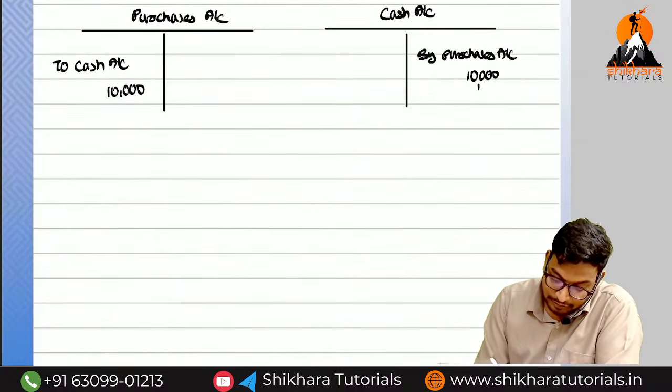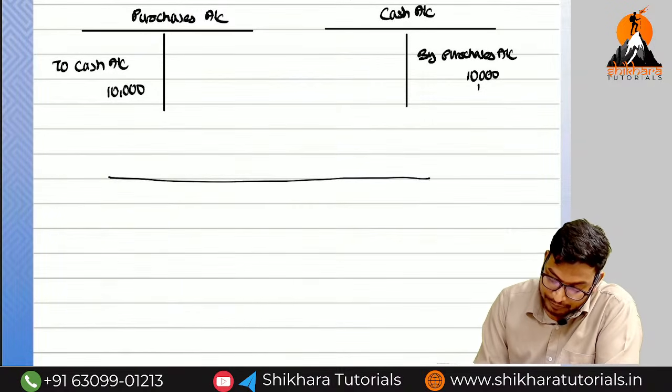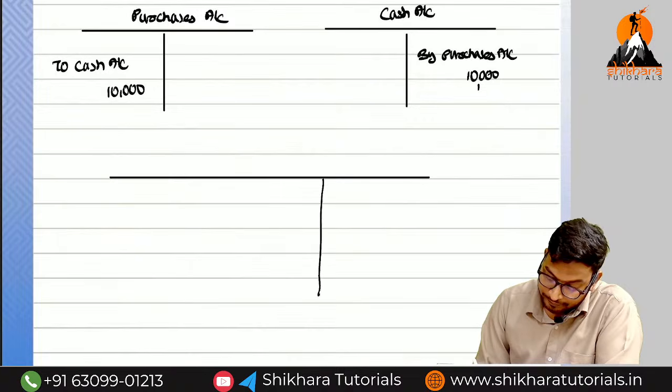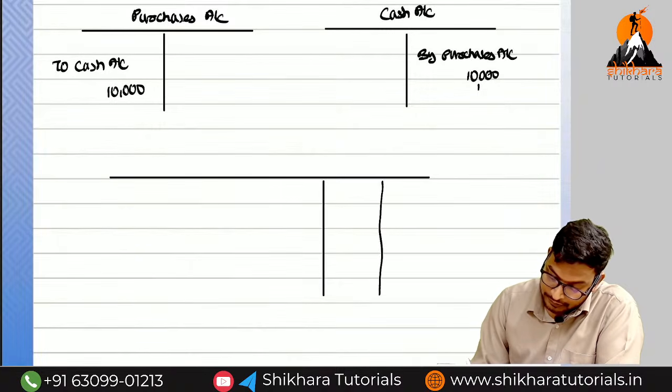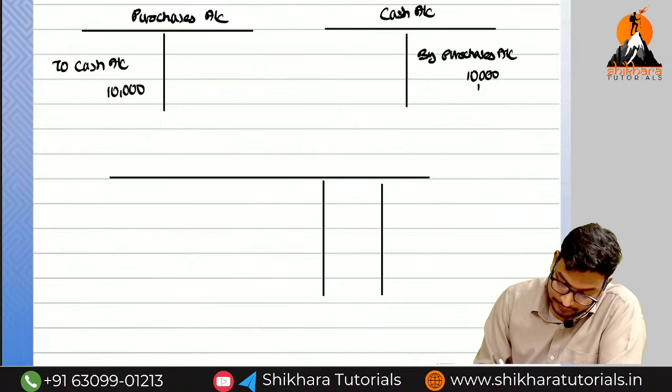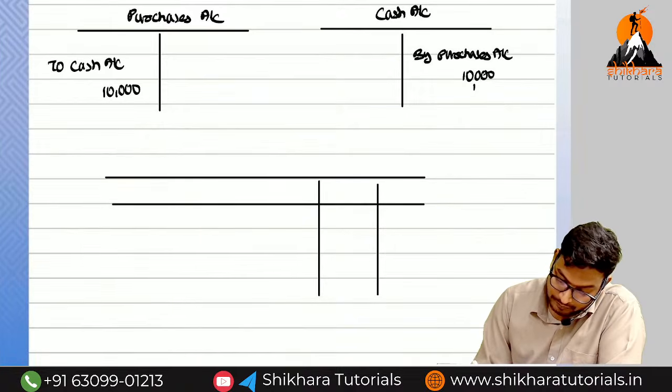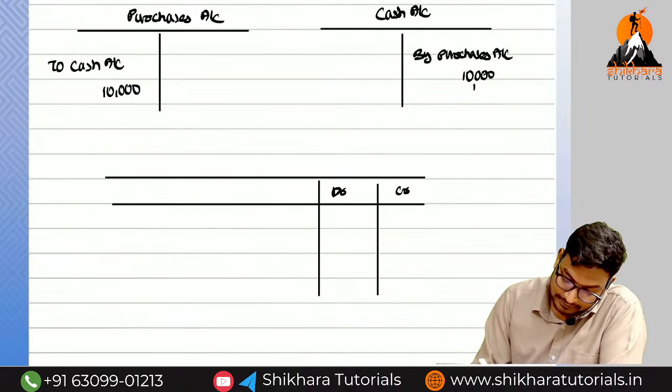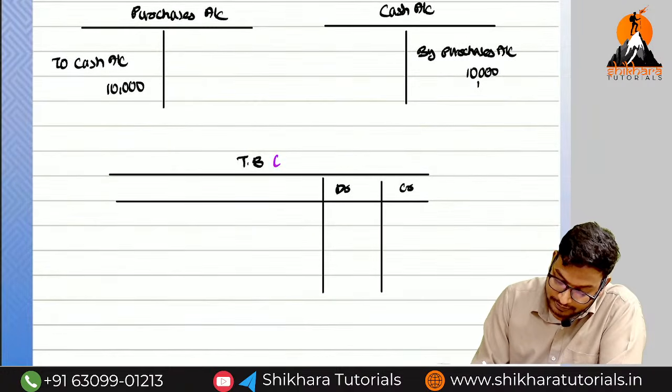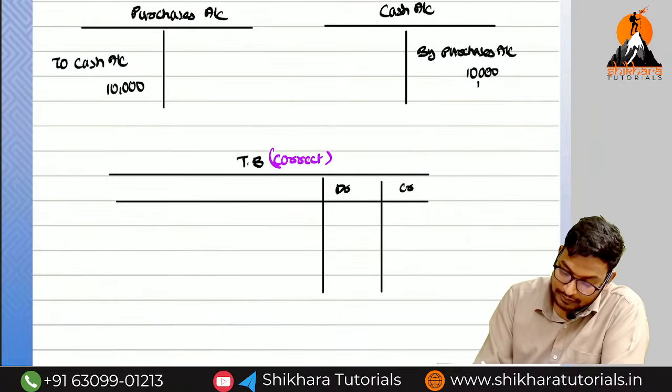Now we have to prepare what? Trial balance. So DR and CR, this is a trial balance. Correct one or wrong one? This one is correct. Okay? Correct trial balance.